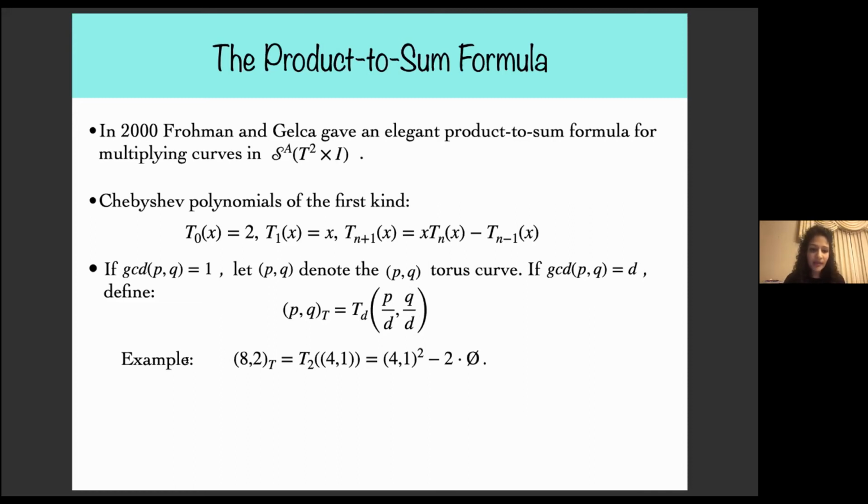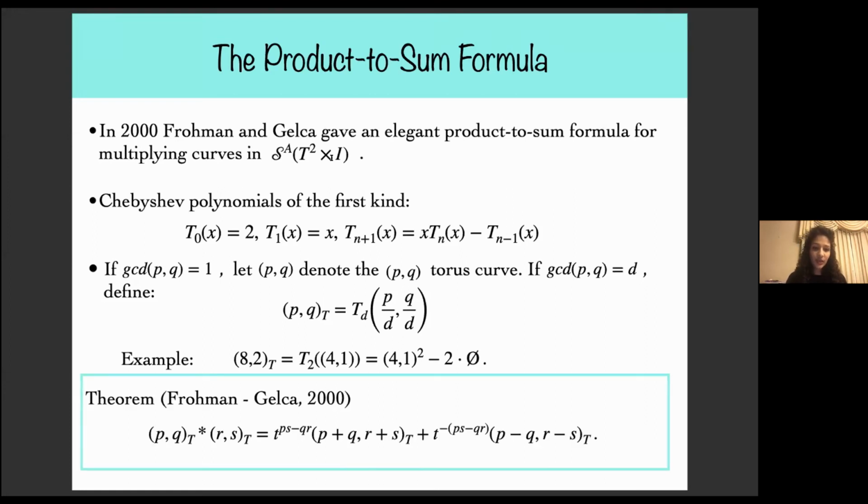One example of this is, say, (8,2)_T. Well, the GCD is 2. So you get the second Chebyshev polynomial in the variable (4,1). Then using the recursive relation, we get that this equals (4,1) squared minus 2 times the empty link. And this is an element of the Kauffman bracket skein algebra of the torus. So what Frohman and Gelca showed was that if you have a (p,q) torus curve and an (r,s) torus curve and you multiply them, then you get this really nice sum.